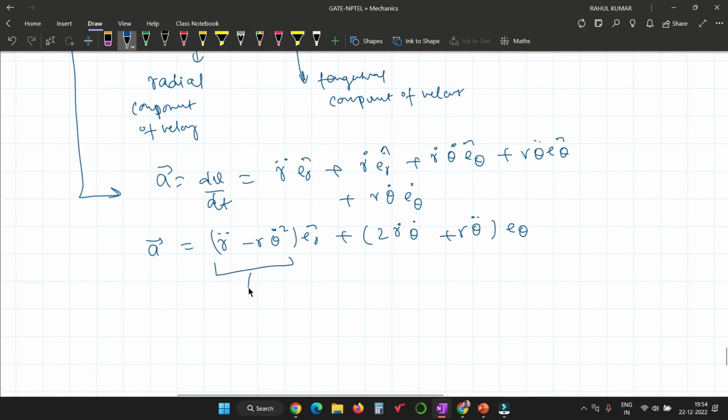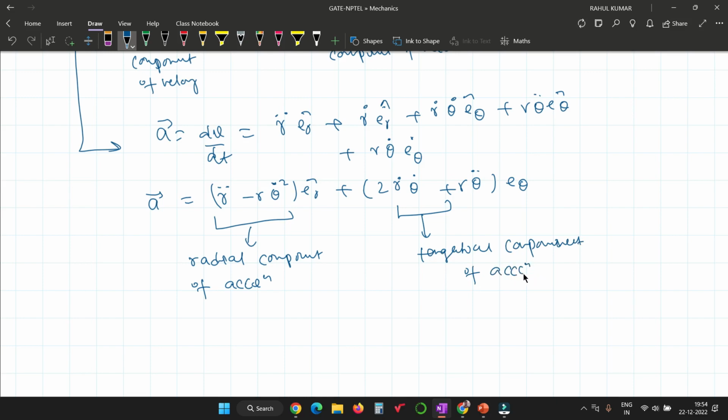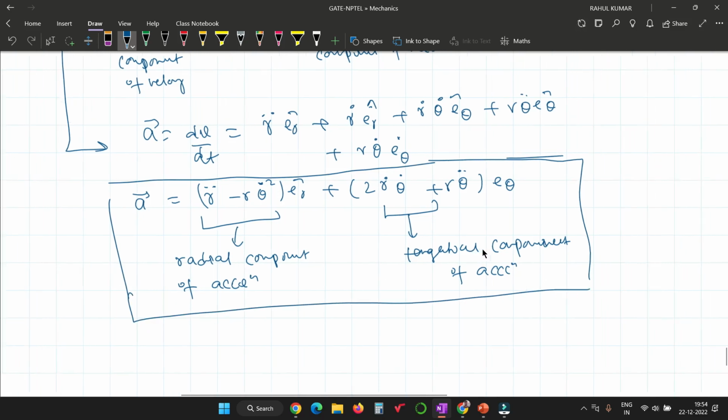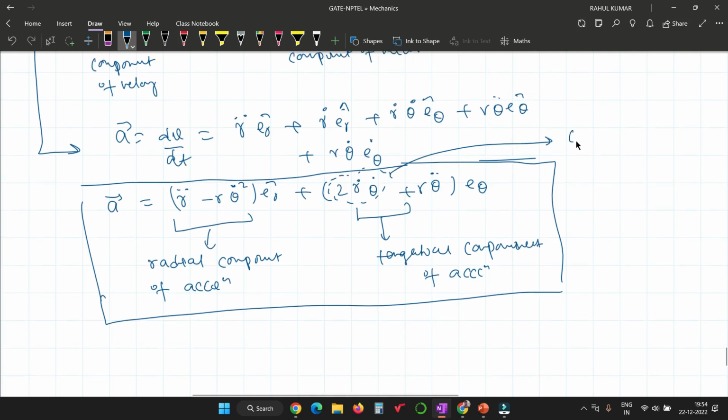This first component is called the radial component of acceleration, and this is called the tangential component of acceleration. When you study theory of machines, you usually see that this term 2 r dot theta dot is called the Coriolis component.